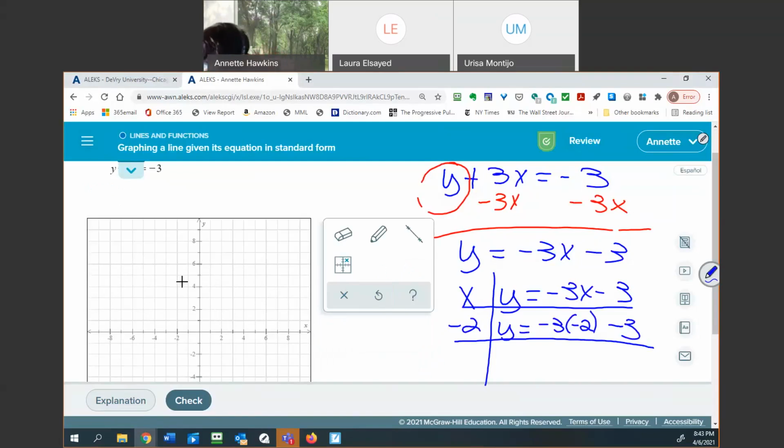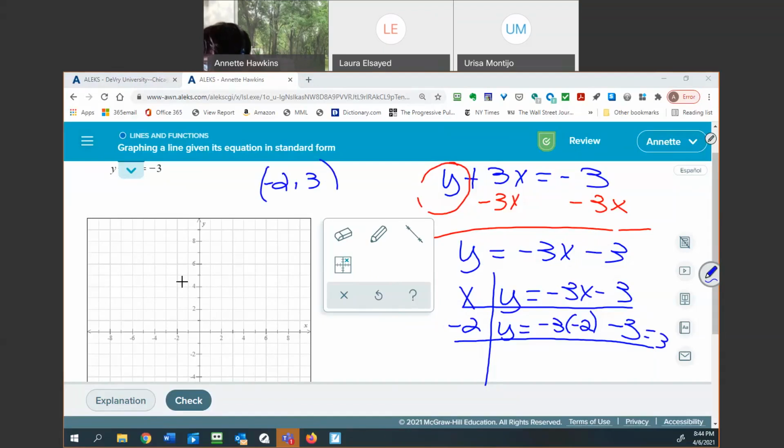You can let it be negative 4, negative 6. Now, the problem is when you start letting it be these big numbers, the y value might go off the grid. You see that? So this is going to be 6 minus 3, and that's going to be 3. So negative 2 and 3.